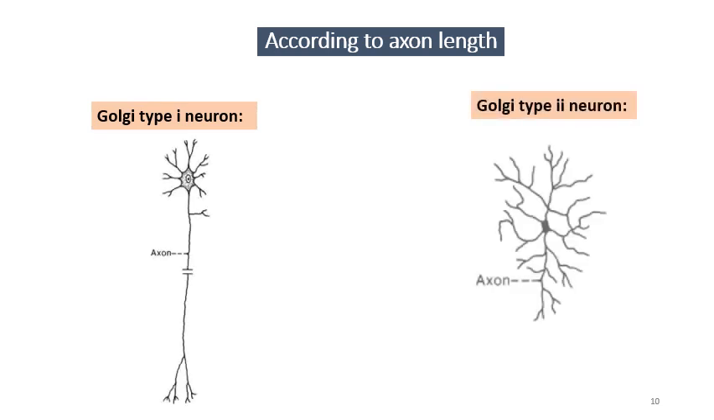Now, according to the axon length, the neurons can be divided into Golgi type 1 neuron and Golgi type 2 neuron. Golgi type 1 neurons have a very long axon or process. They form the nerves and peripheral nerves or tracts. And Golgi type 2 neurons have small axons. They are confined within the gray matter and establish synaptic contact with other neurons. If we compare these two pictures, it is clearly visible that one has a long axon and the other has a small or short axon.